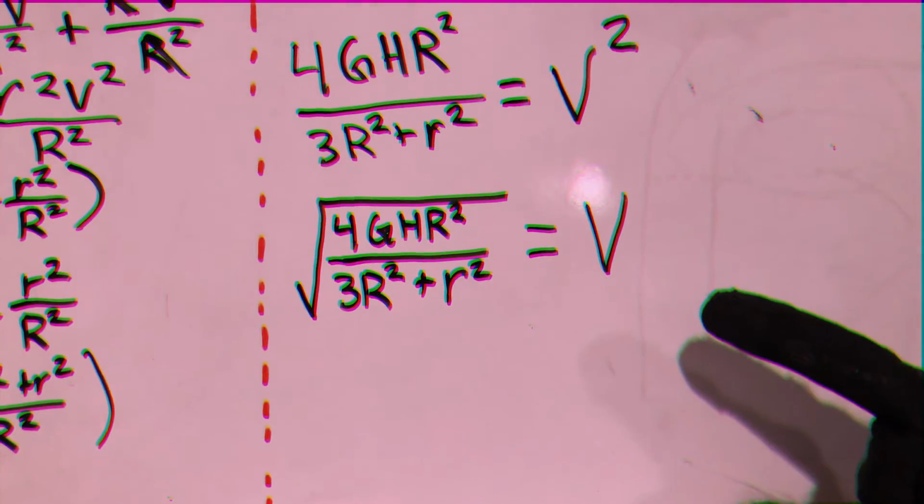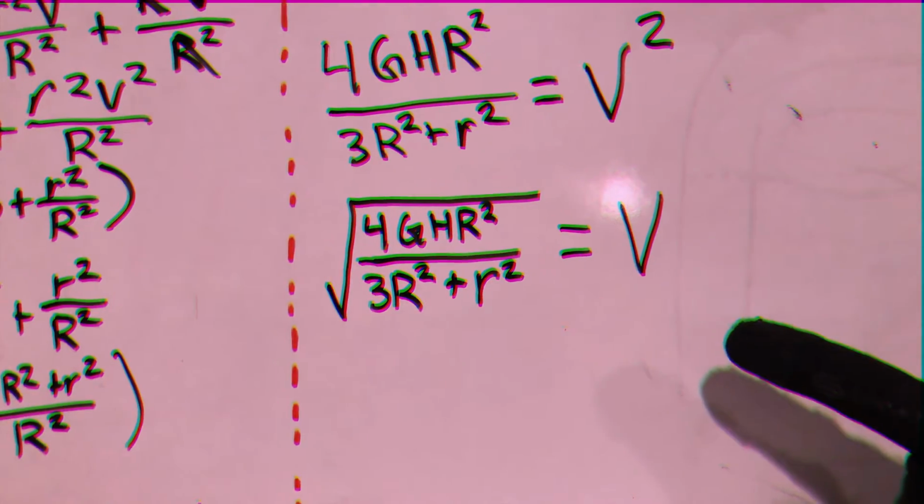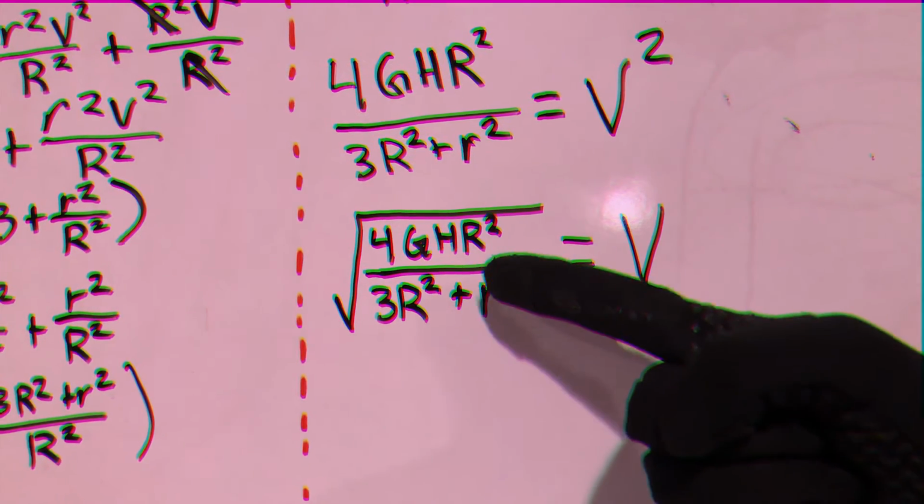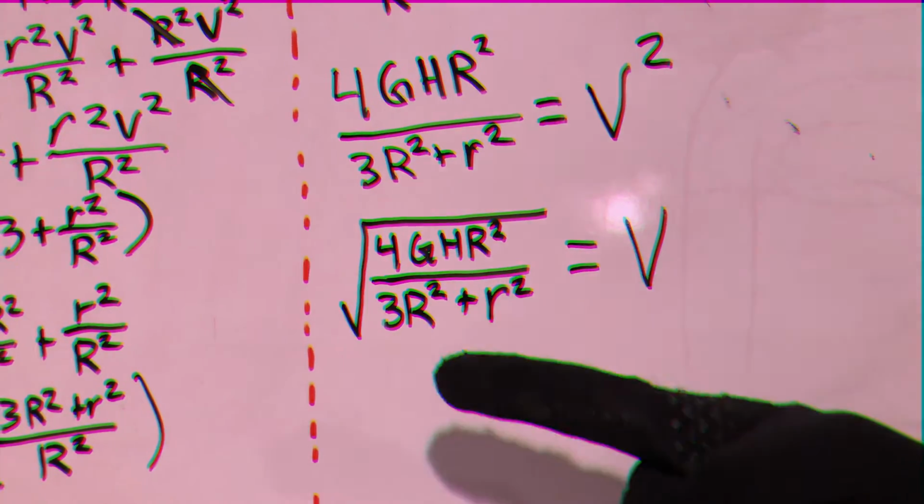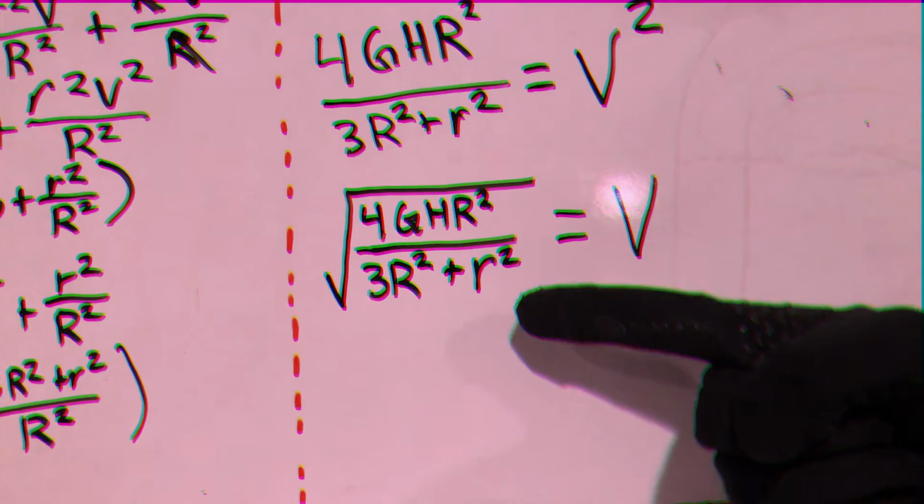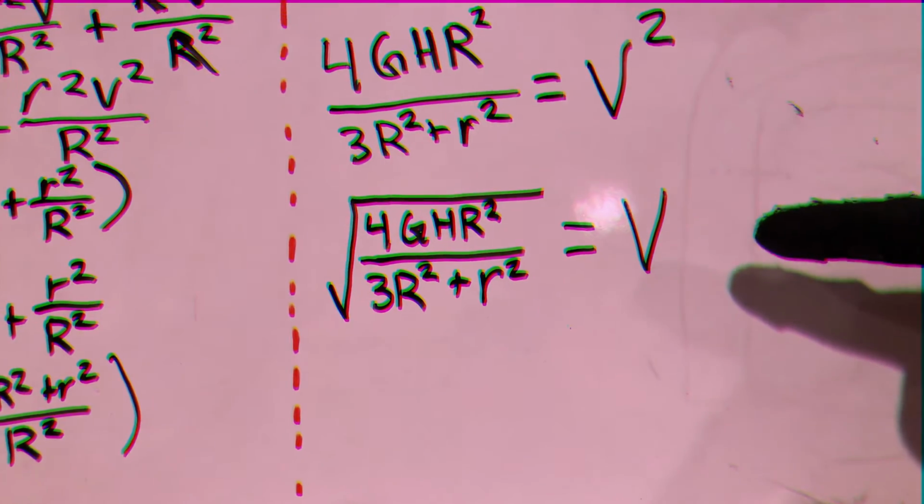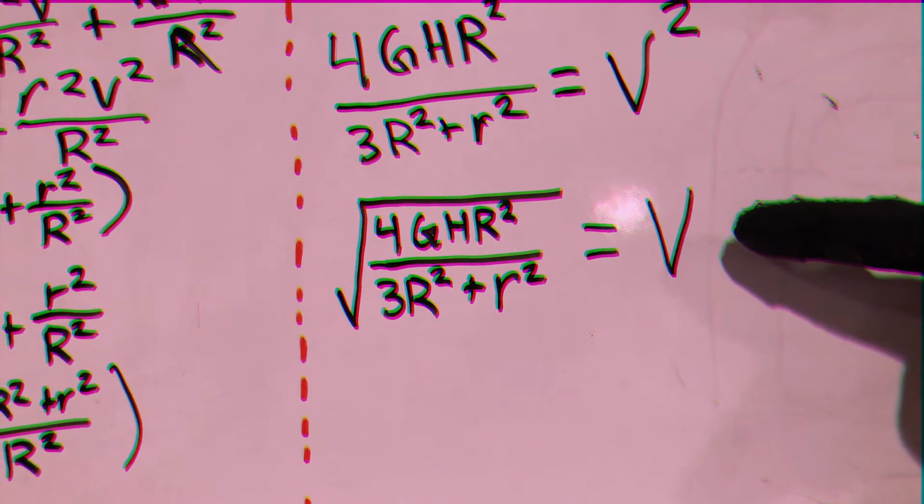Finally, this is simplified all the way down into the square root of 4 times gravity times height times big R squared over 3 big R squared plus little r squared. And that is equal to the velocity of the toilet paper roll as it is unrolled.